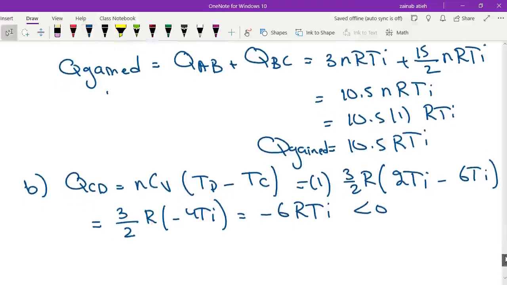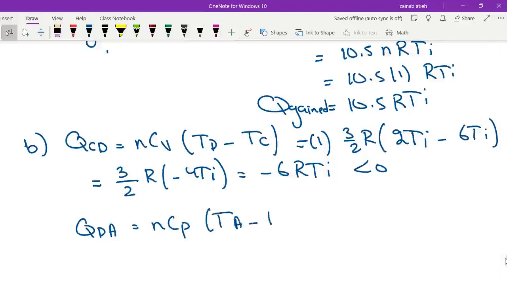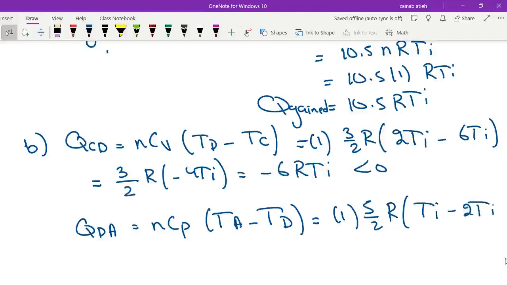Now let's do QDA. QDA is equal to nCP (TA minus TD), it's equal to 1, 5 over 2 R. TA is TI. TD was found to be 2TI. Okay, which will give me minus 5 over 2 RTI, which is negative as I expect.